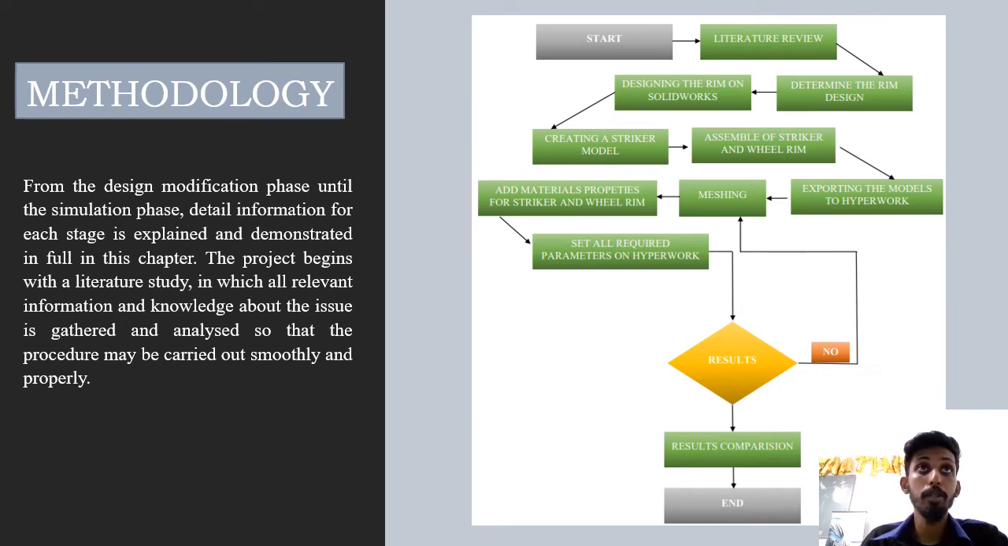Moving on to the methodology, this is my flowchart for this PSM1. From the design modification phase until the simulation phase, detailed information from each stage is explained and demonstrated in this full chapter. The project begins with a literature review, in which all relevant information and knowledge about the issue is gathered and analyzed so that the procedure may be carried out smoothly and properly.